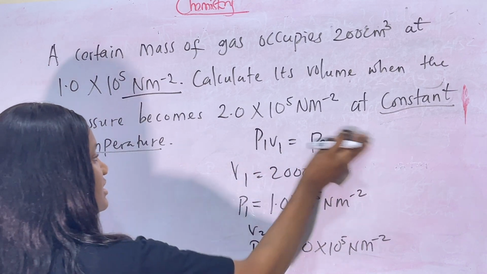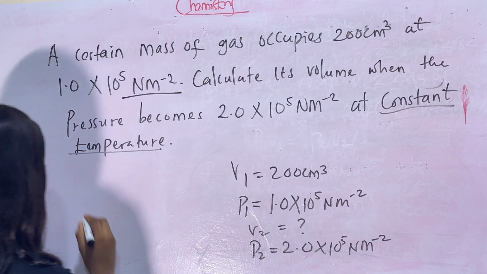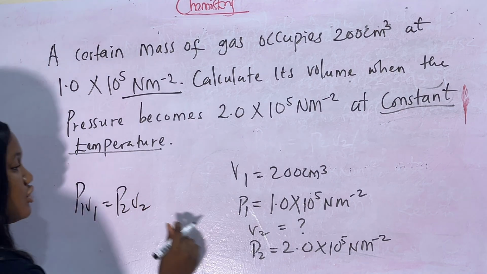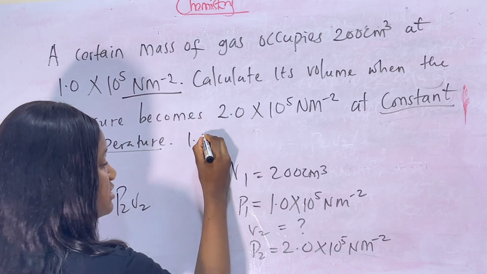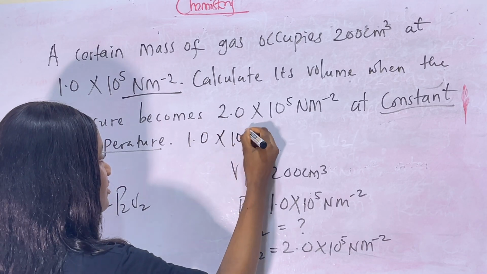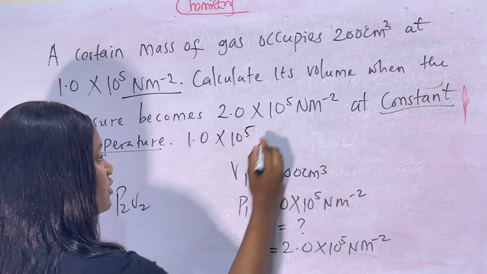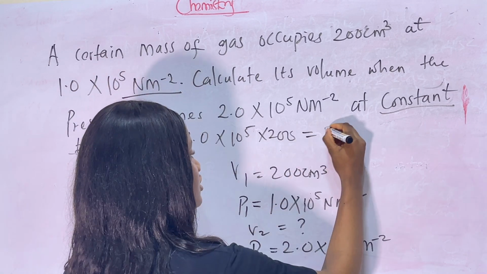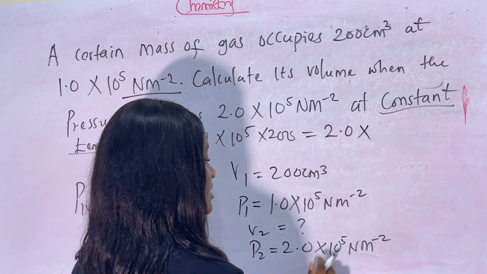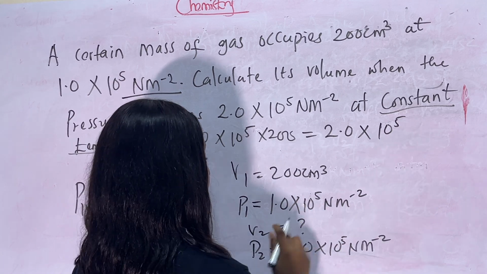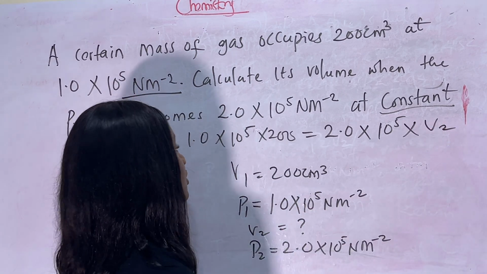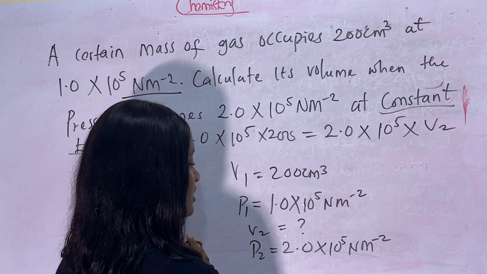Now, I'm just going to put the values into the equation. So let's clean this and put it beside P1V1 = P2V2. So my P1 is 1.0 × 10^5, my V1 is 200, equal to my P2 which is 2.0 × 10^5, and my V2 is what we are looking for. So this is the unknown.